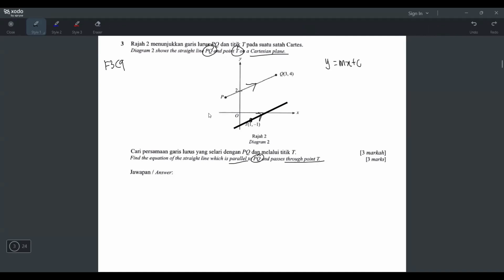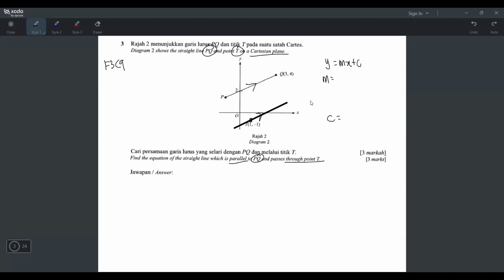But if it's a horizontal line or a vertical line, then it will be x equals a number or y equals a number. If it's horizontal, it will be y equals a number. It doesn't have mx plus c; it's just y equals a number. And if it's vertical, then it's x equals a number. But if it's a slanted line, you should write this mx plus c. So now my job is to find the m and the c, the gradient and the y-intercept. Okay, so how do you find the gradient? The gradient formula is y2 minus y1 over x2 minus x1.